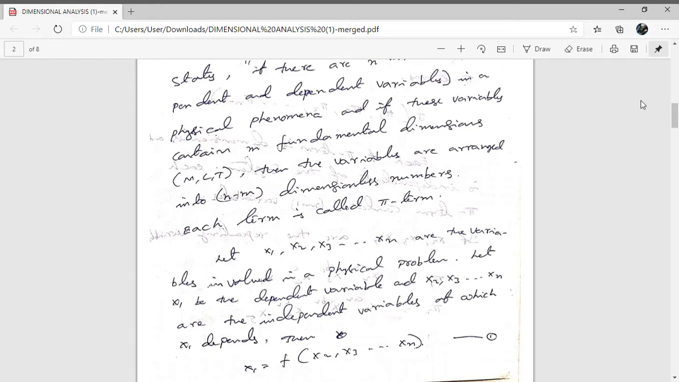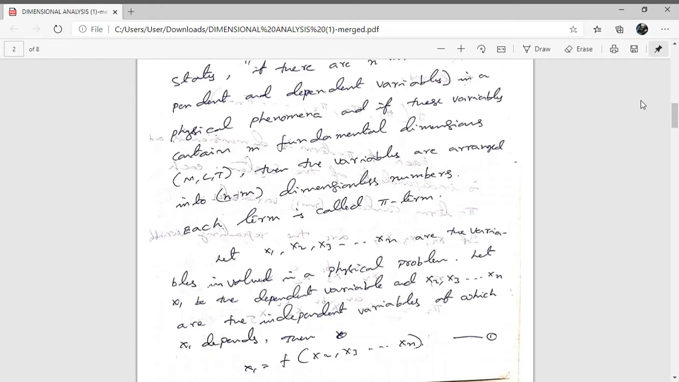So in our problem, we already discussed that there are n number of variables, and we are using m fundamental dimensions. So this problem can be simplified as n minus m dimensionless numbers. We simplify the problem as n minus m dimensionless numbers, and each dimensionless number we can call a pi term. So pi term means it is a non-dimensional number.